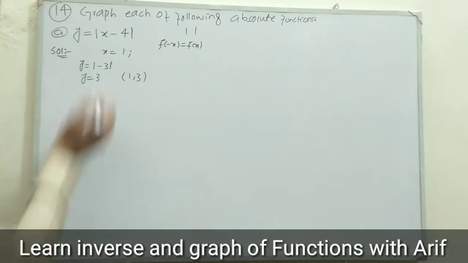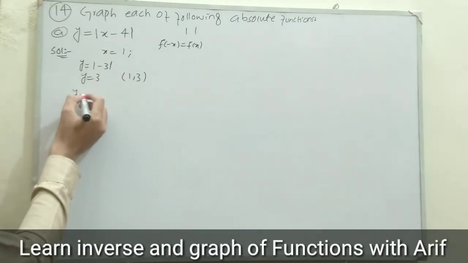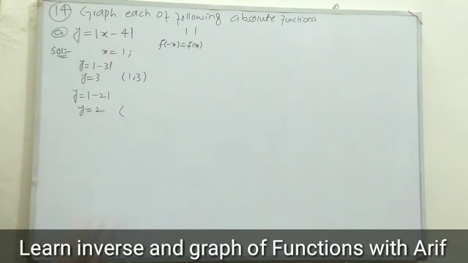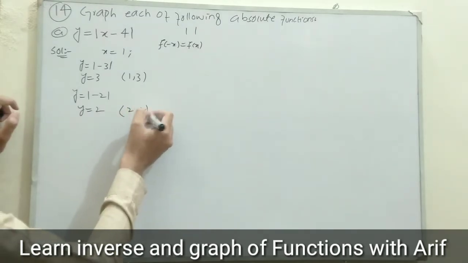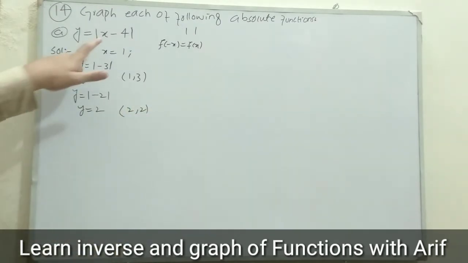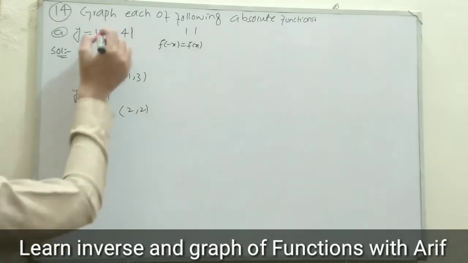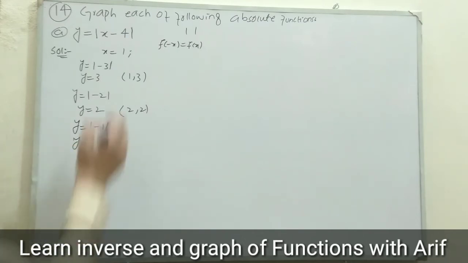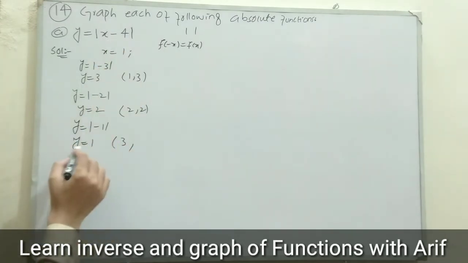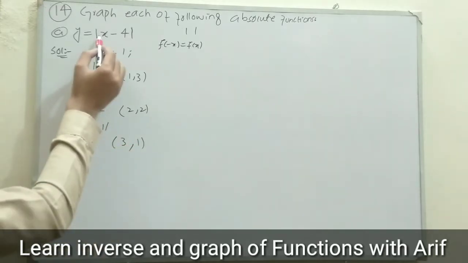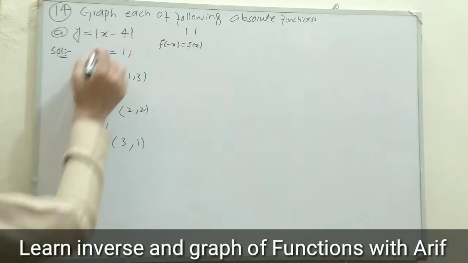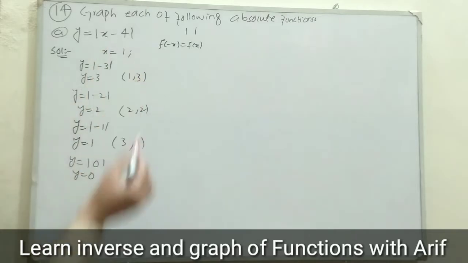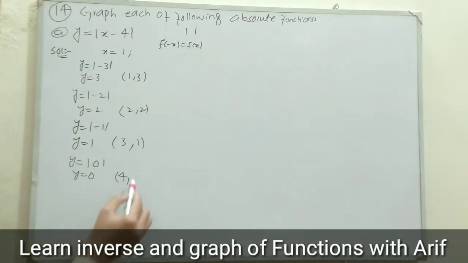Now let's suppose I assume x is equal to 2. So by putting x is equal to 2, it becomes 2 - 4, which gives us -2. So y is equal to positive 2. Now assume x is equal to 3. So y will be equal to the absolute of 3 - 4, which is absolute -1. So y is equal to 1. So the ordered pair will be x is 3, y is 1. Now assume x is equal to 4, so y is equal to the absolute of 4 - 4, which gives us 0. So y is equal to 0. So the ordered pair form will be x is equal to 4, y is equal to 0.